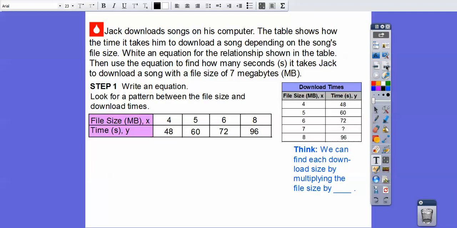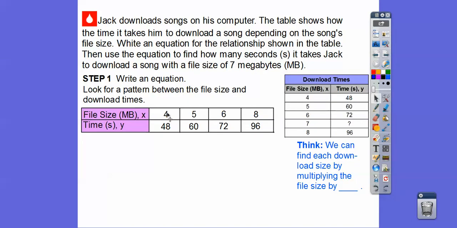Let's just think. We can find each download time by multiplying the file size by something. It looks like 4 times what gives me 48? Well, 4 times 12 is 48. How about this? Is 5 times 12 equal to 60? Yep. Is 6 times 12 equal to 72? I think so, it is. And then 8 times 12, there we go. So if we multiply each by 12, that'll tell us how many seconds it's going to take. So there's 12 times 4, 12 times 5, 12 times 6, and 12 times 8.